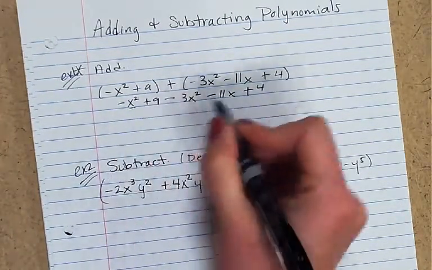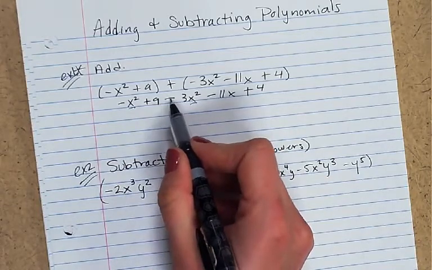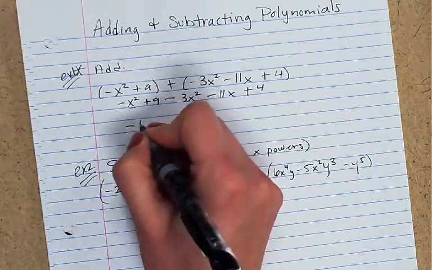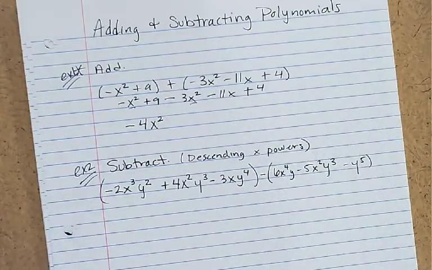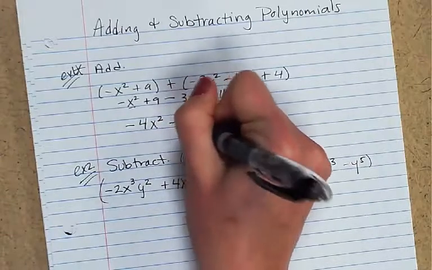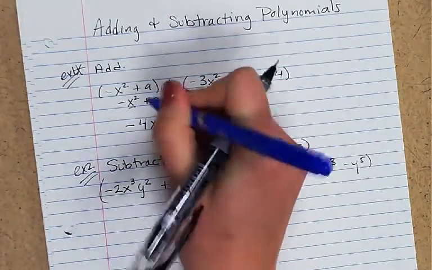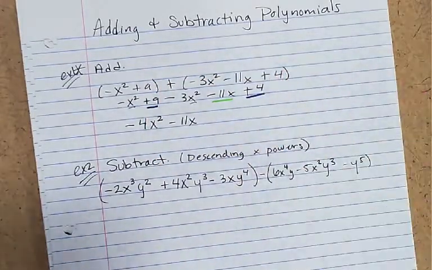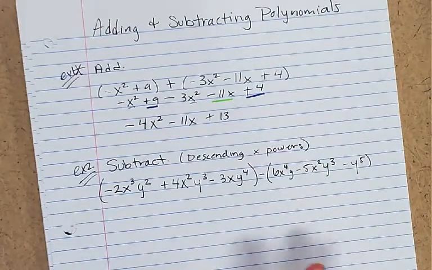So here we have x squared, x squared. Negative x squared combined with negative 3x squared is negative 4x squared. And then we have just a plain negative 11x there, so nothing to combine. And then we also have the constants 9 and 4. So positive 9 and positive 4 is positive 13.